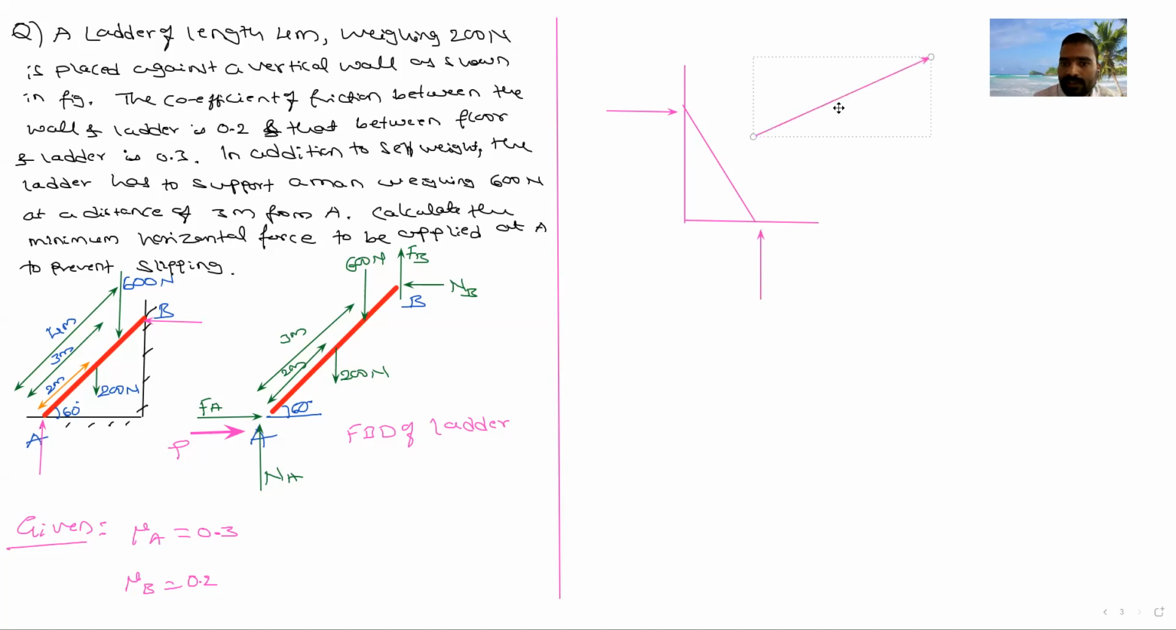If you consider this the surface, the normal reaction is always in the perpendicular direction. In this figure, the wall is vertical, that's why the normal reaction is exactly perpendicular. Here the surface is horizontal, so the normal reaction is exactly perpendicular. Clear? Yes, sir.